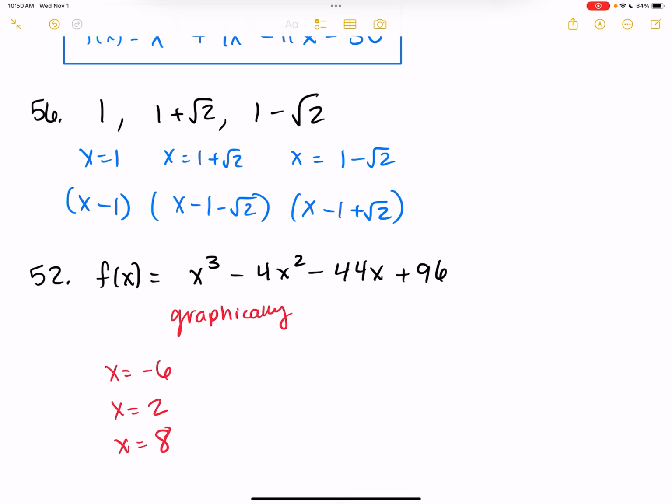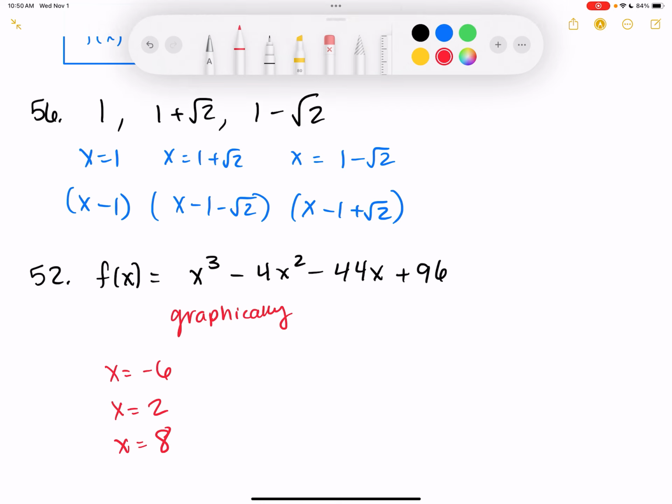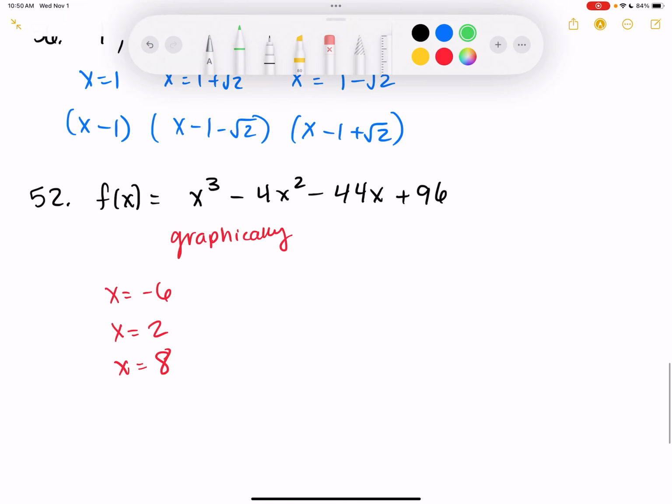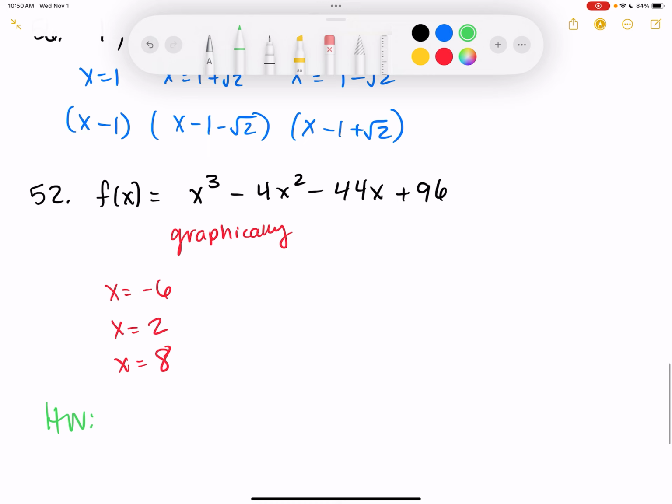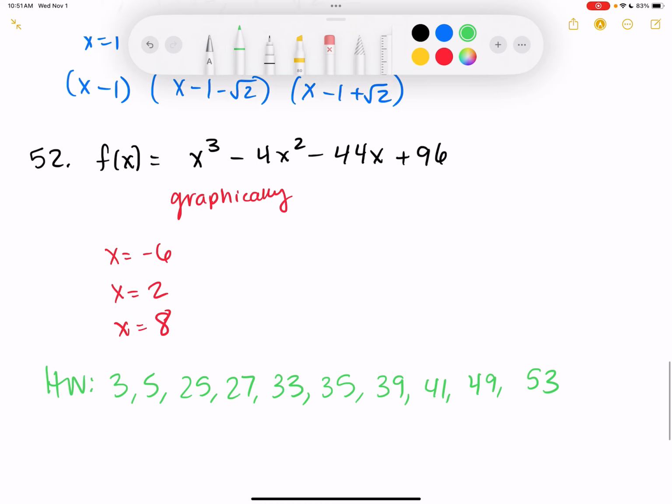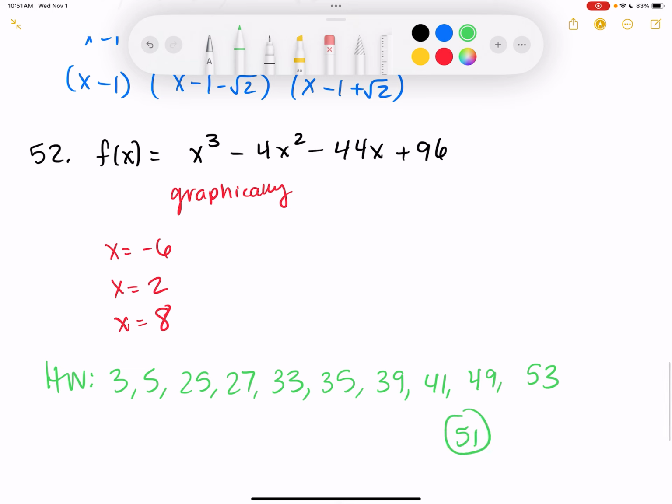All right, problems then are 3, 5, 25, 27, 33, 35, 39, 41, 49, and 53. If you want one like 52 to try, I would say try 51 on your own, but you don't have to do that one. That one's just going to be like 52 if you want to try something like that.